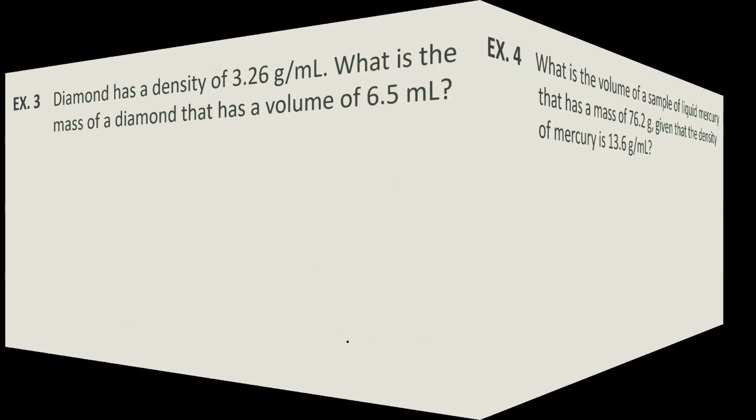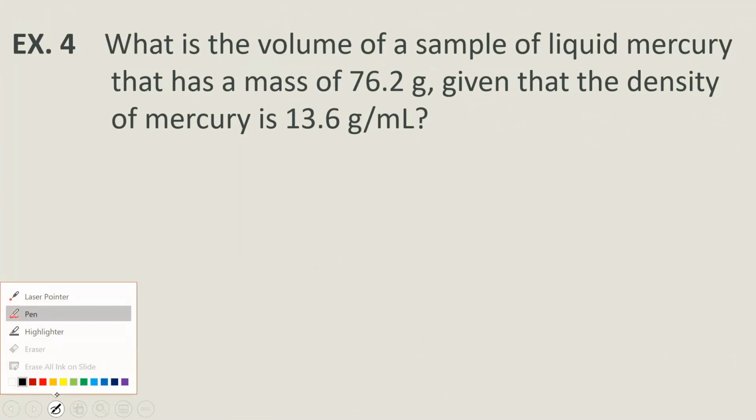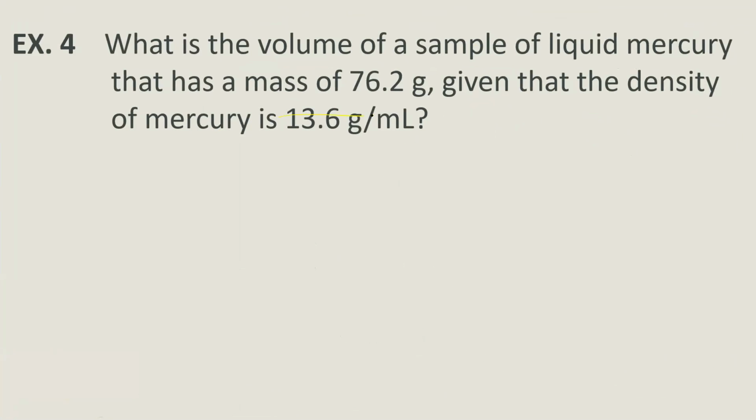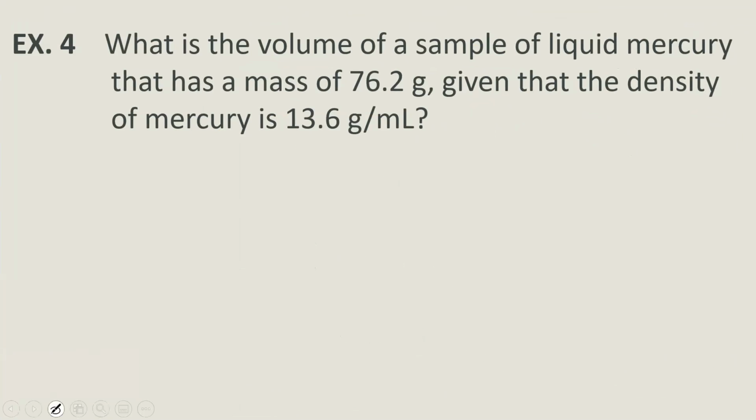Okay, last example. What is the volume of a sample of liquid mercury that has a mass of 76.2 grams, given the density is 13.6 grams per milliliter? So once again, pick out the important parts. So density is given here, mass is given there. What is the volume? So once again, I'm not solving for density, so I cannot use the density equation without rearranging.